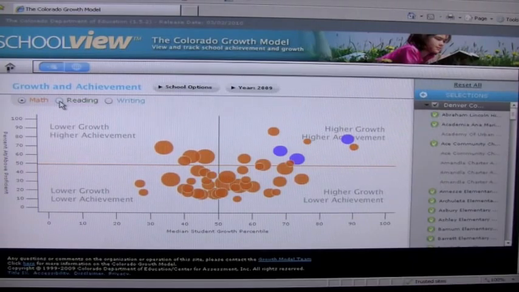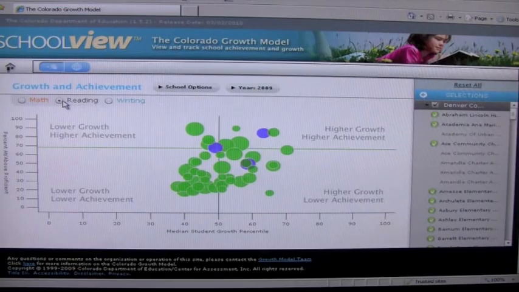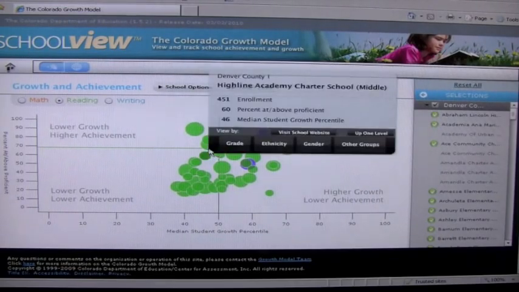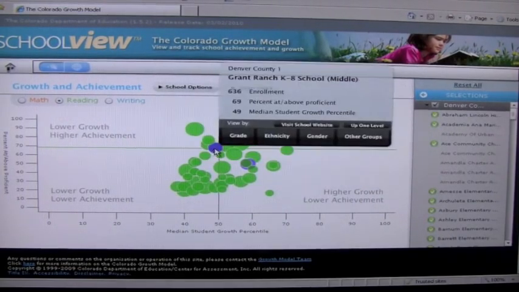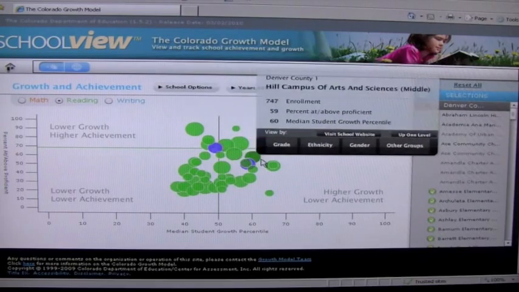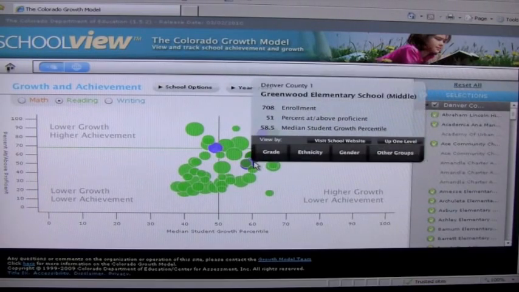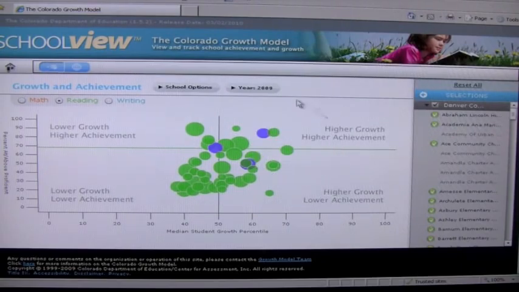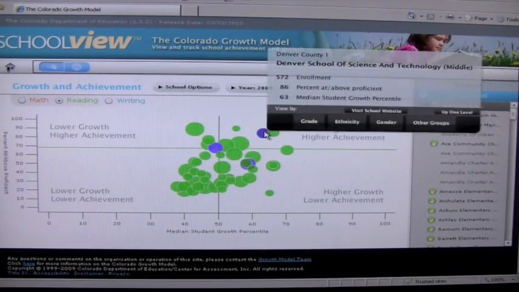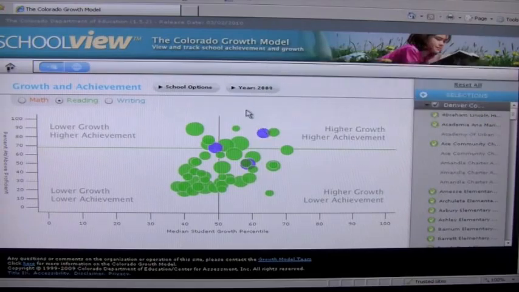Let's see how those same schools are doing in reading. And we can see in reading it's a little different. This year, Grant Ranch was right about there at 50, right in the middle. And Greenwood Elementary has a little lower achievement in reading, but also still good growth. And Denver Science and Tech here, also strong growth in achievement.